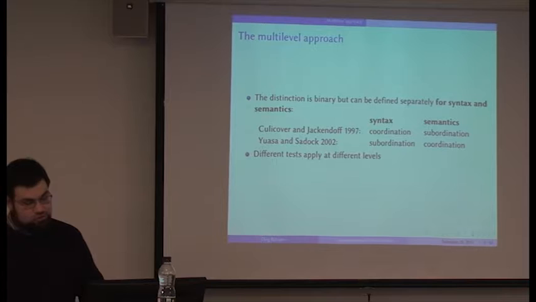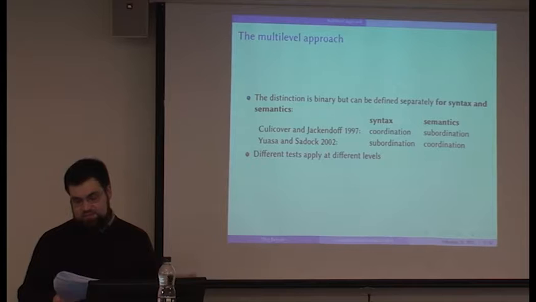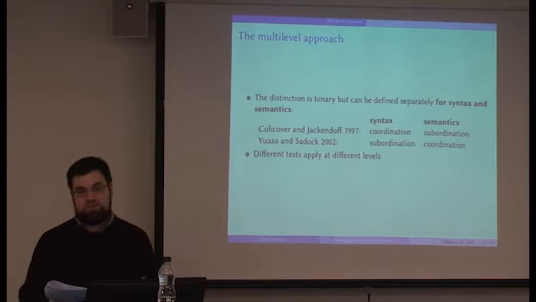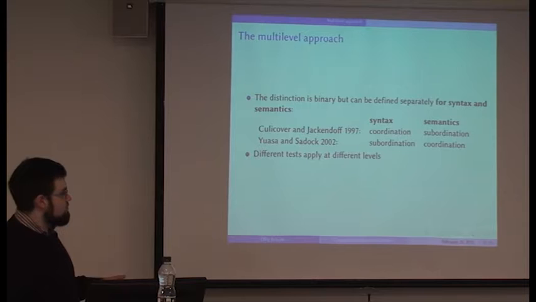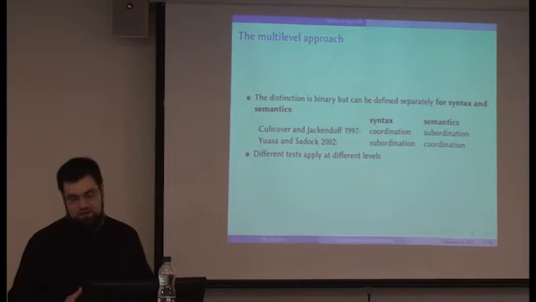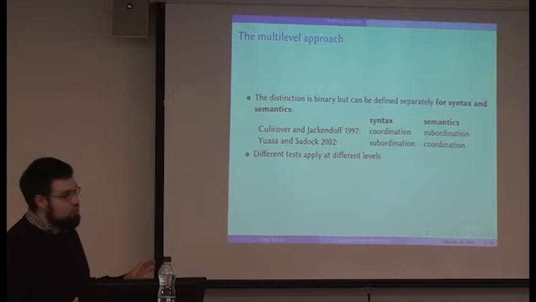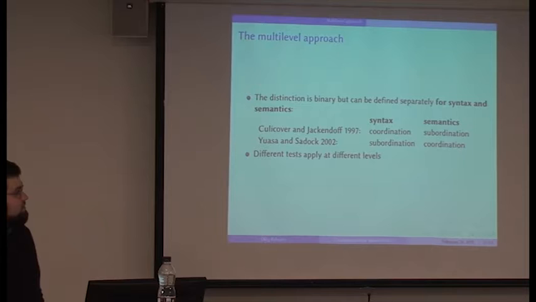And Culicover and Jackendoff discuss a mismatch where a construction is syntactically coordinating but semantically subordinating, whereas Yuasa and Sadock describe a separate kind of mismatch where a construction is syntactically subordinating and semantically coordinating. And crucially, the different tests apply at different levels. So we have a set of tests which distinguishes syntactic coordination and subordination, and a set of tests which distinguishes semantic coordination and subordination. And even though there can be conflicts between these two groups of tests, there can be no conflicts within one and the same group of tests.